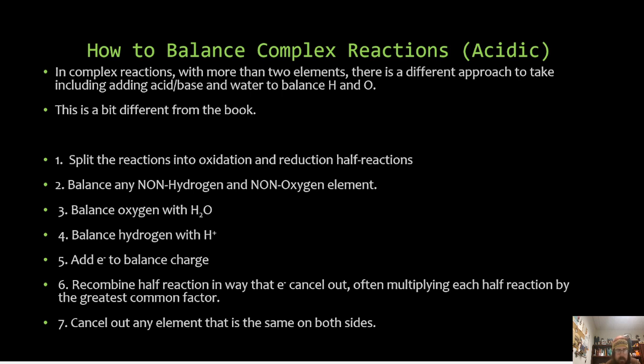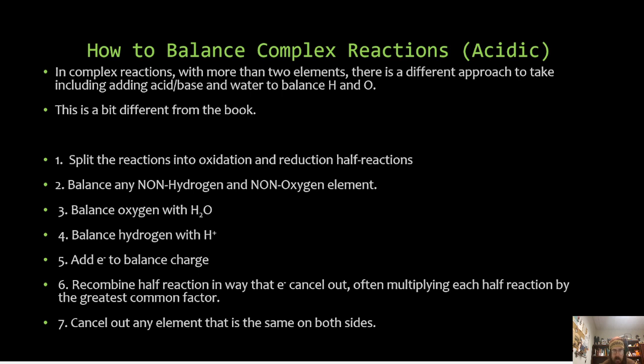Step 6 is just like in the easy version, where you combine these half reactions in a way that the electrons cancel out. So we need to multiply the half reactions by the greatest common factor so that the number of electrons on the left is equal to the number of electrons on the right.